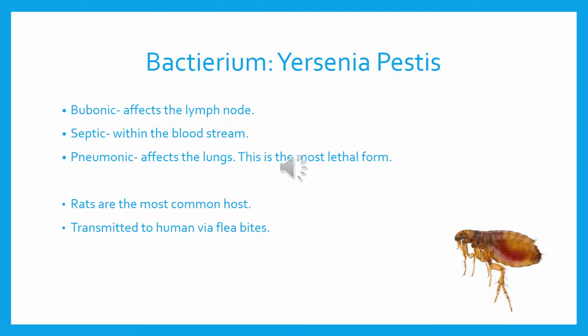Now, rats are the most common host. This is a zoonotic disease which is transmitted to humans via flea bites. So this is going to be common in an overcrowded area, or an area where there are a lot of people.